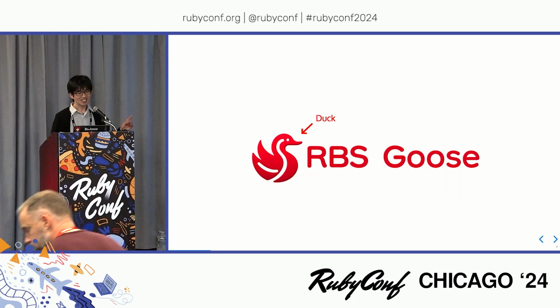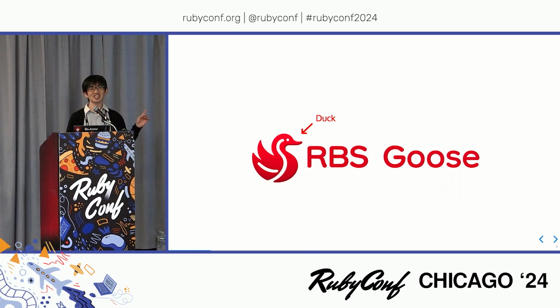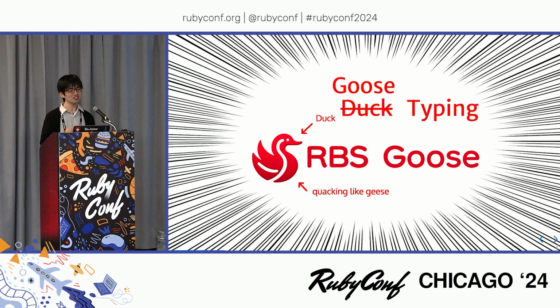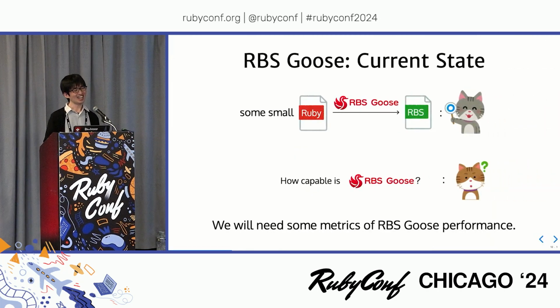Note that the bird in the logo is not a goose, but a duck. But this duck quacks like a goose, so it can be used in the logo instead of a goose. And you know this is called goose typing. And of course, this is a joke. I digress. Let's get back to talking about type inference.